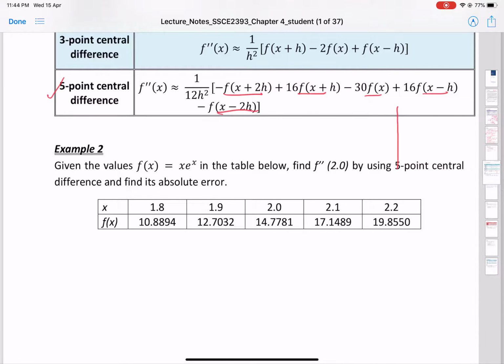And now let's discuss this example. Again, this is the continuation from the previous example 1. You have all of this formula value or data, and you need to find the second derivative at point 2.0. And the question asks you to use the 5-point central difference formula, which is this one.